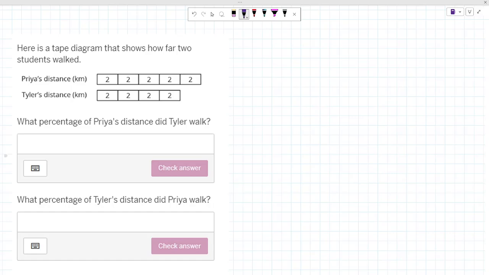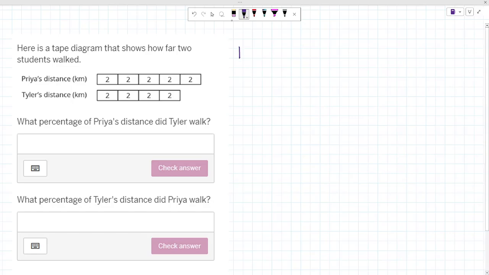So the first question says, what percentage of Priya's distance did Tyler walk? So look at Priya's distance and Tyler's distance, and look at how they're similar and how they're different. So what do they have in common, these distances that are represented by the tape diagram? They both consist of these equal parts of 2 kilometers, right? So first we want to think of how many parts does Priya have total? And then how many of those parts did Tyler walk? And how does that translate into a percentage?